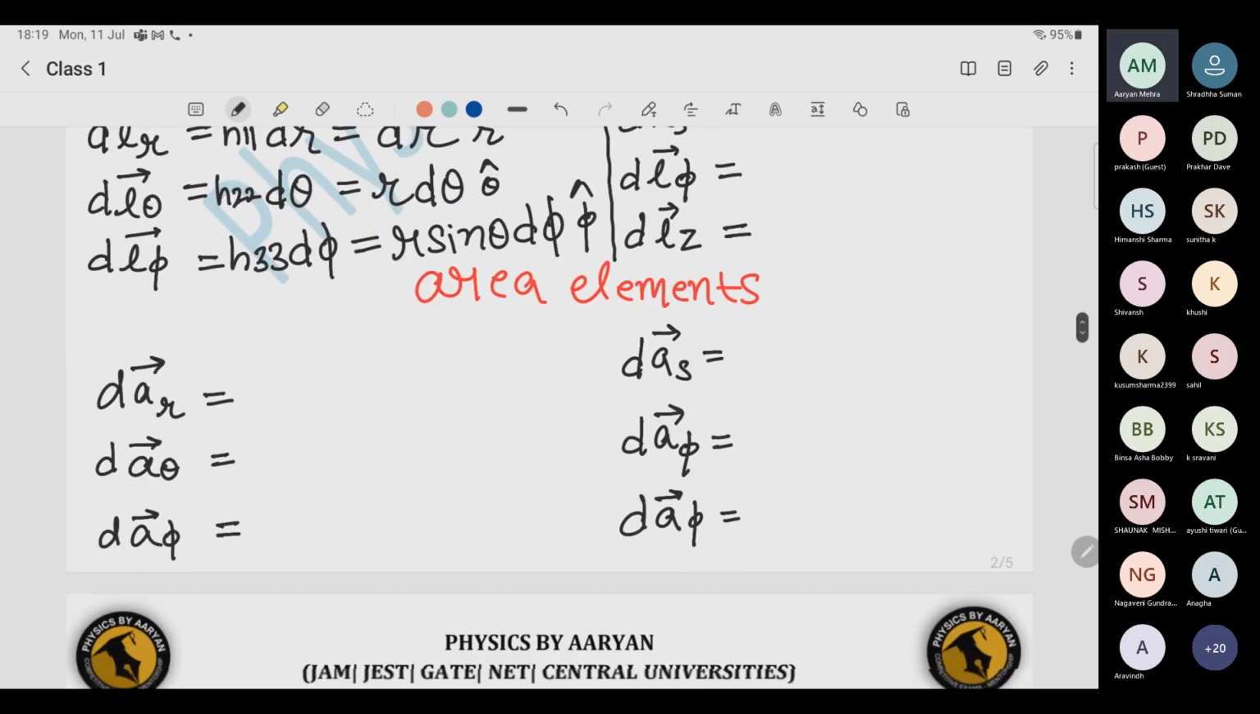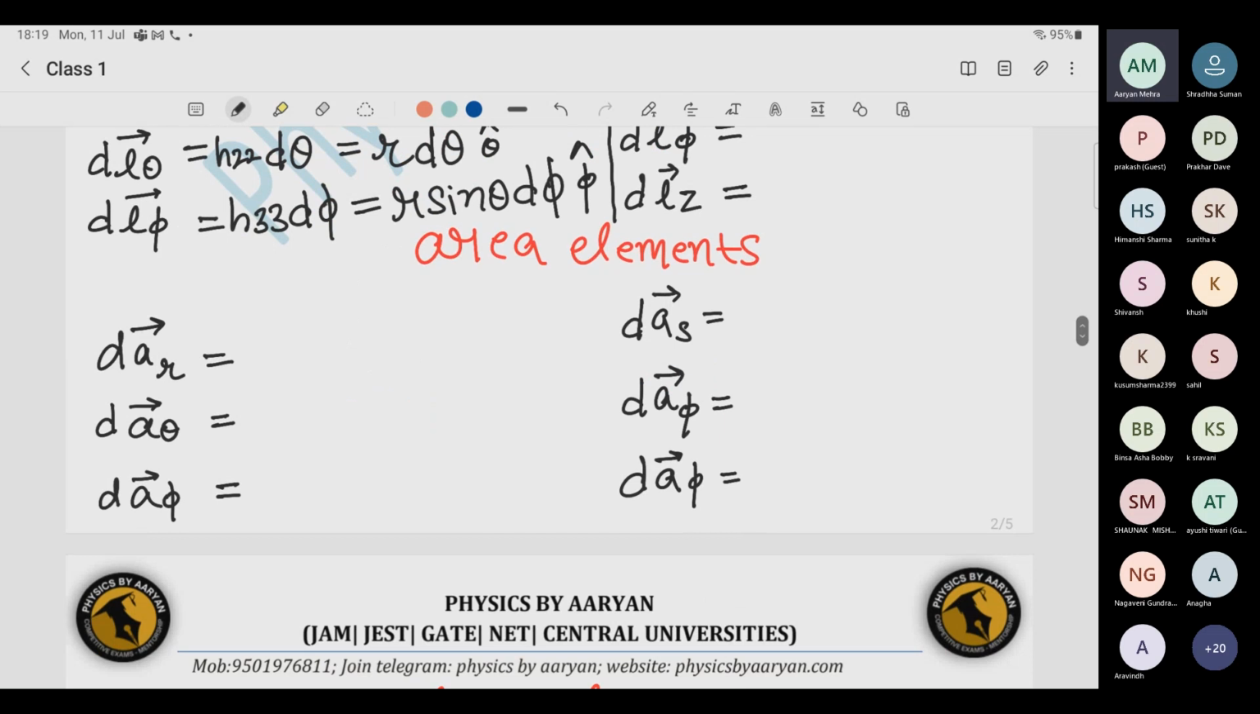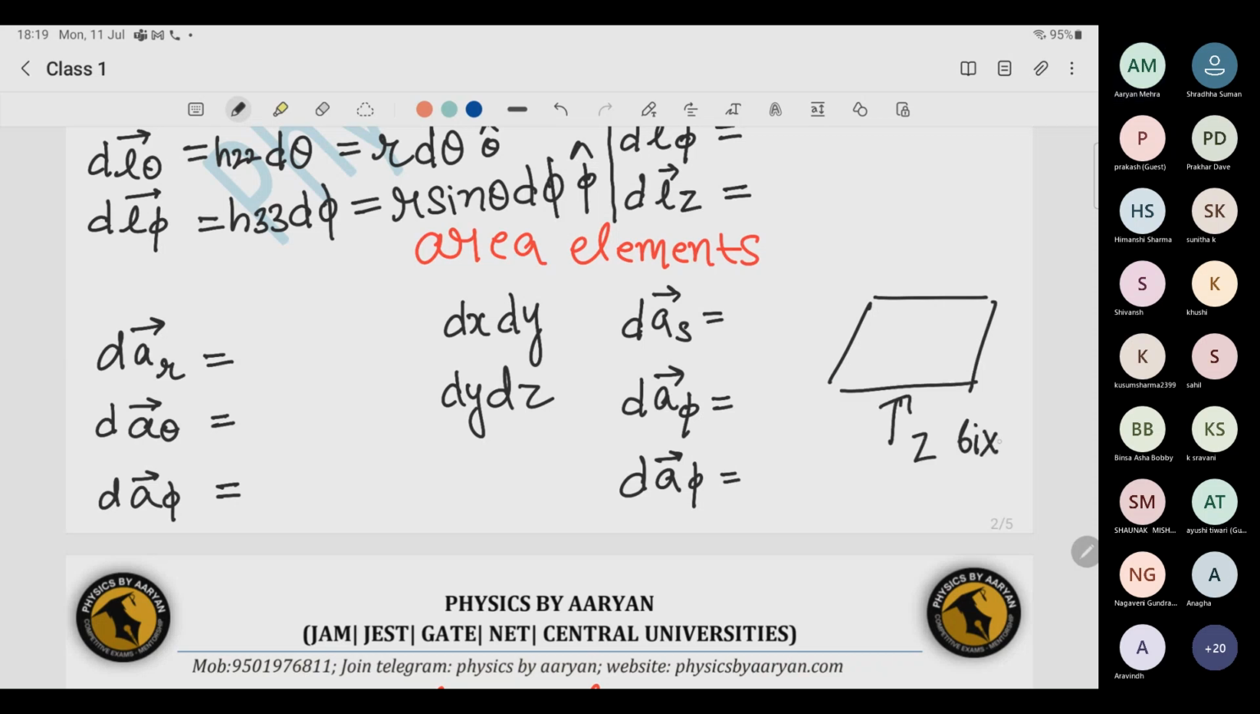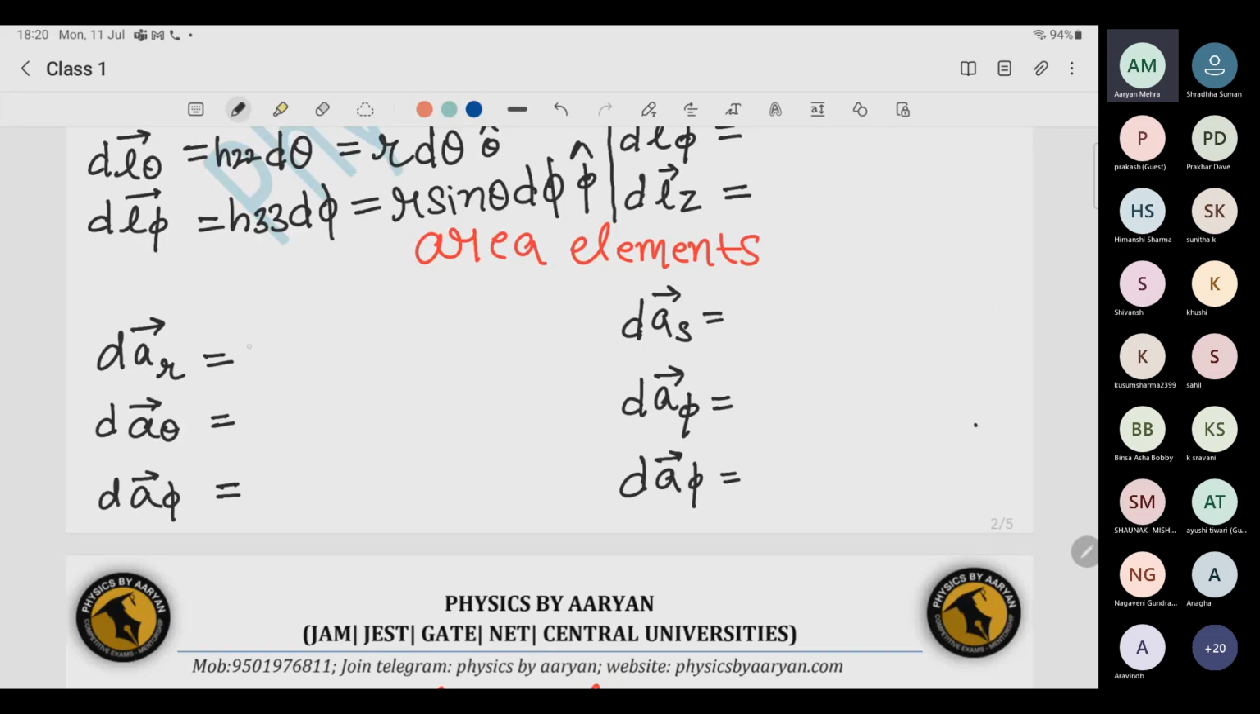Then comes the area element. What are area elements? The small change in a small area patch. If I say in the xy plane, what is the small area? You say dx dy. If I say what is the small area in the yz plane, you say dy dz. So what is this xy plane? The xy plane is a plane in which z is fixed. z does not change. Similarly, what is dA_r? dA_r is a plane in which r is fixed. r does not change. So what is changing then? d theta d phi.